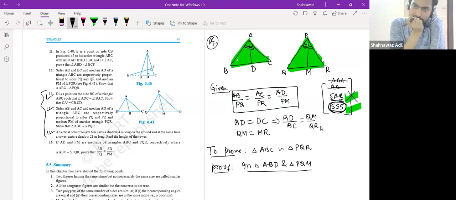Can you explain how you did BD by BC? So BD by BC is what? BD equals half of BC, right? And QM equals half of QR. So this is 1 by 2, and this is 1 by 2.